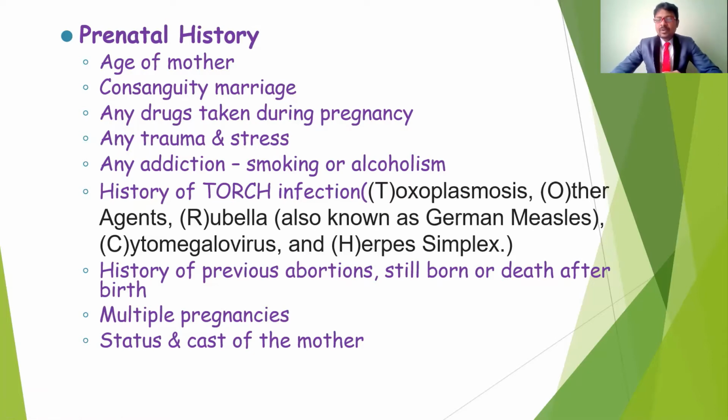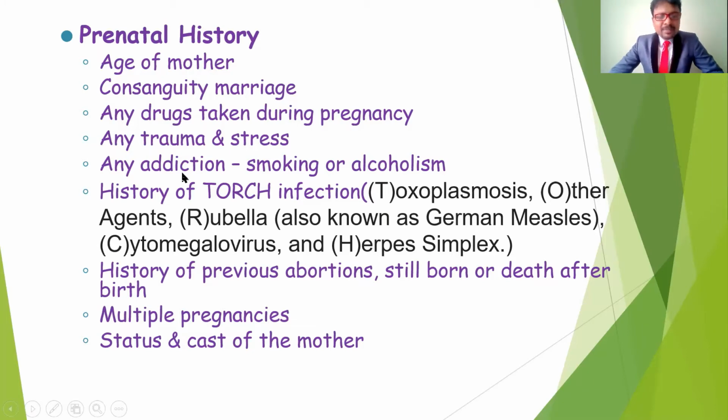Sometimes a history of a fall or an accident may cause injury to the baby as well as the mother. And also any addiction such as alcohol and smoking. So we have to know the history of the mother. Is there any history of alcoholism? Smoking may also affect the baby, causing fetal alcohol syndrome or smoking syndrome. So these may lead to cerebral palsy.